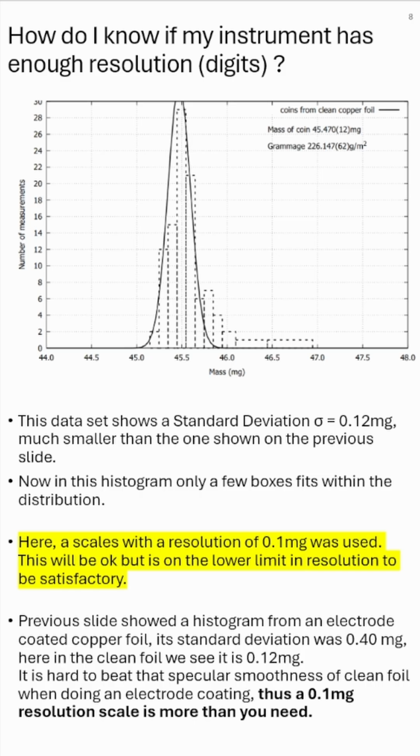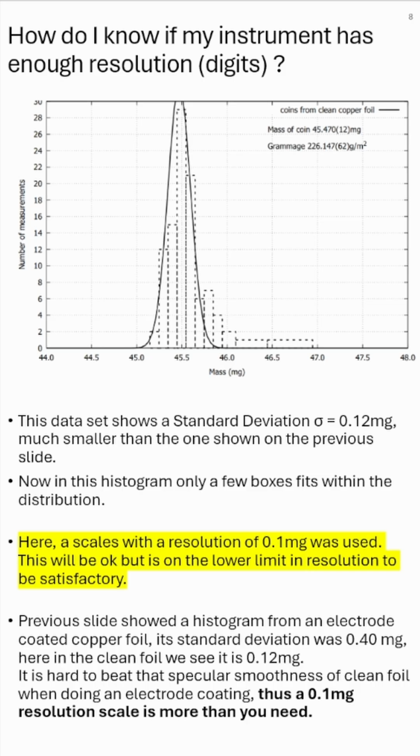And if we're following the rule, as I said, the resolution should be compared to the standard deviation, which is 0.12 here, with resolution 0.1. So that means it is a little bit better. We are on the lower side, but still in the acceptable range. So even for this case, a 0.1 milligram resolution scale is good enough.